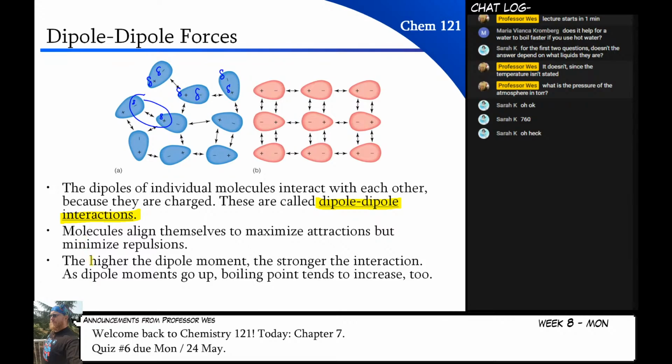Now, the more polar something is, the higher its dipole moment. And what this means is the higher electronegativity difference. So remember that we can calculate delta EN. The sharper the differences in electronegativity on the molecule, or for all the bonds on the molecule, and depending on their orientation in space, provided they don't all cancel each other out, the stronger these dipole-dipole forces will be, and the stronger the interaction. As dipole moments go up, boiling points go up as well.